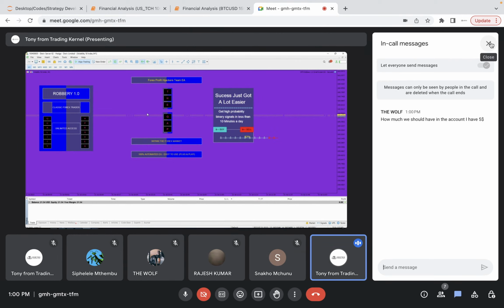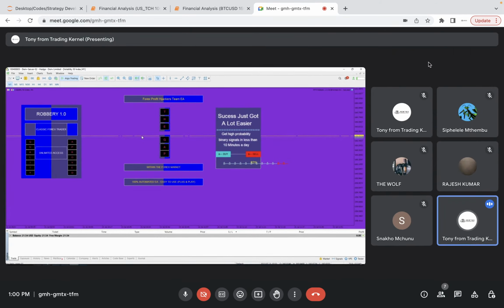The Wolf, $5 is not enough. $5 is not enough to trade the Robbery 1.0. If you trade the $5, you're more likely to blow your account. As you can see, we are currently using $21.54, and we still set our maximum trades to just 2 and our lot size to 0.01, which is very minimal. So if you're trading with the Robbery 1.0, you need at least roughly about $20 to start, to ensure that you don't blow your account.